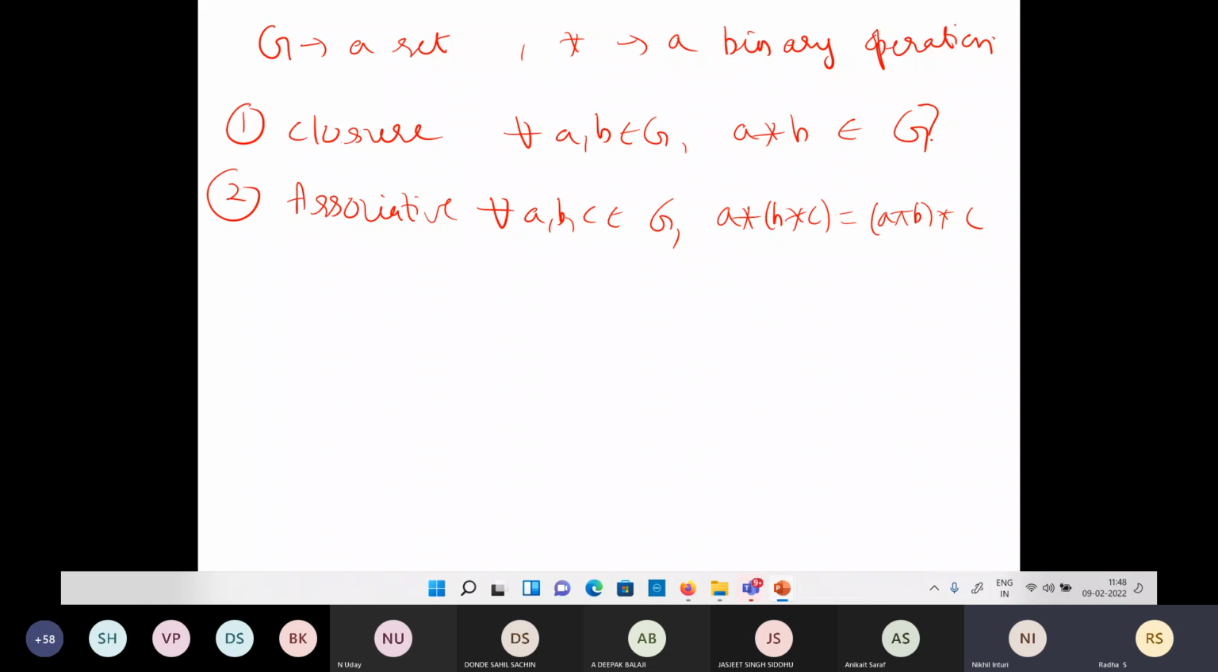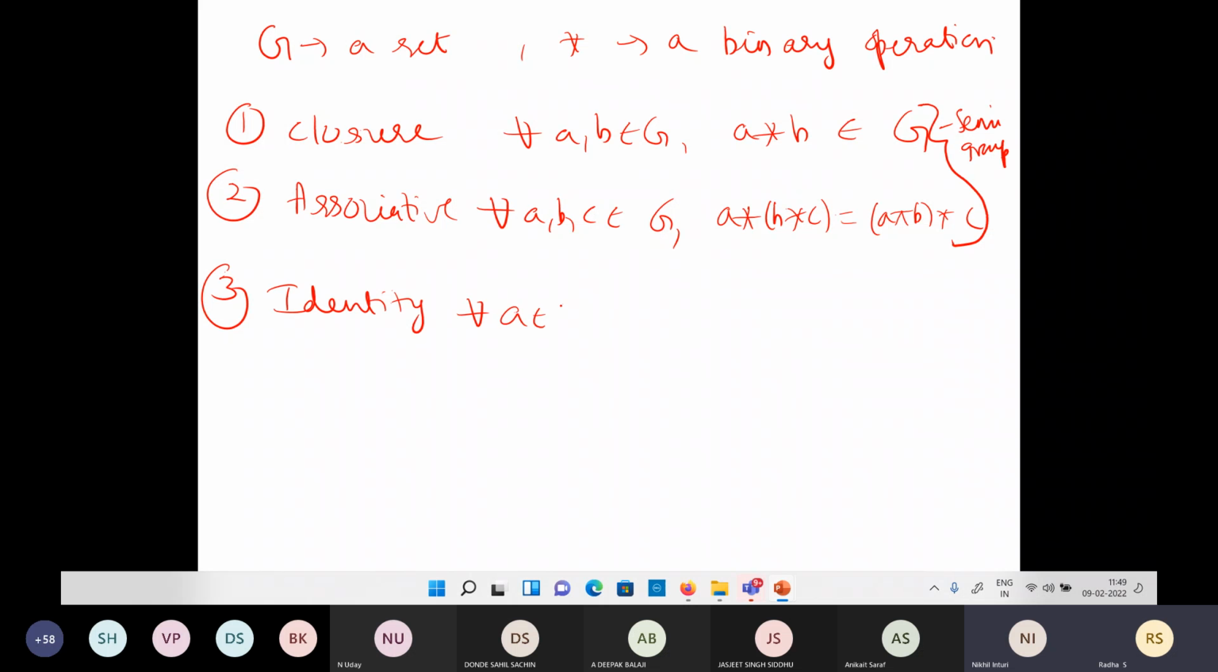There is a specific term called semi-group. If these two properties alone are satisfied, out of four, then that G under the operation star is called a semi-group. Suppose along with this, identity also exists. What do you mean by identity?